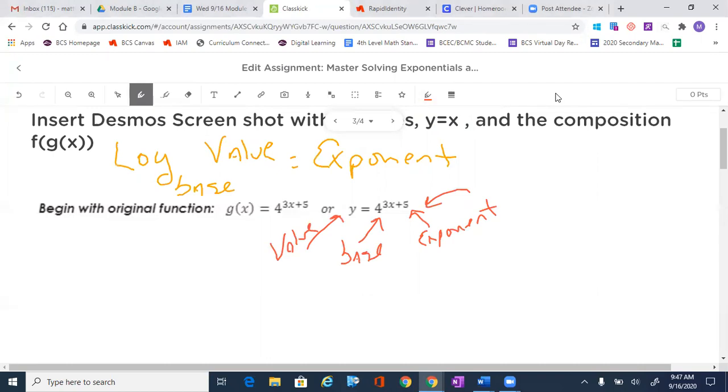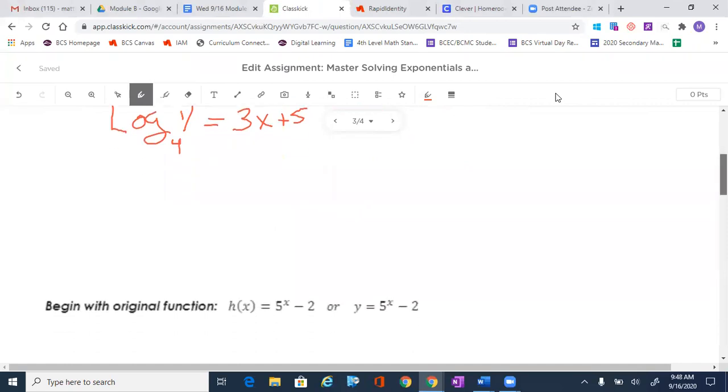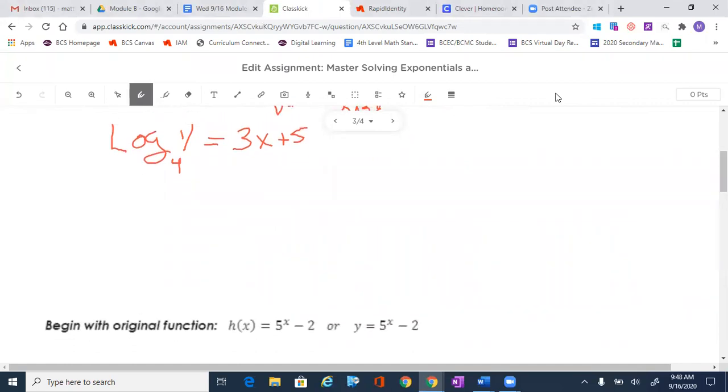So I'm going to say log. I'm just going to set it up. Log with the base 4. And the value is y equals to an exponent of 3x plus 5. And when we find the inverse, one of the main goals is to solve for x. And that's where we're going to start.